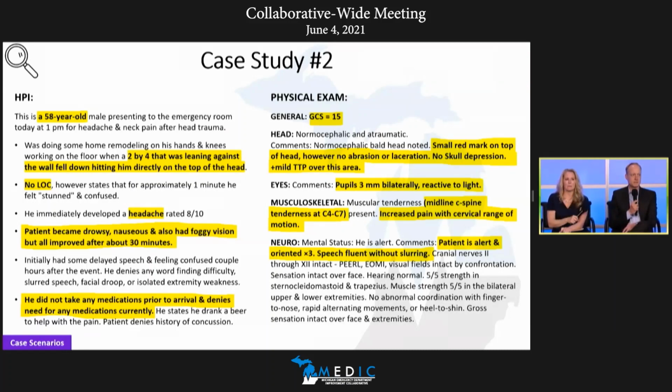All right, so waiting on the results here. We see this kind of case quite often, actually, where it's a potential dual injury. And of course, I always love in there, he drank a beer to help with his pain. Sure. These patients are so fun. Never happens. Never. A beer.